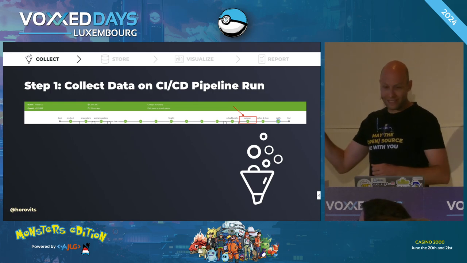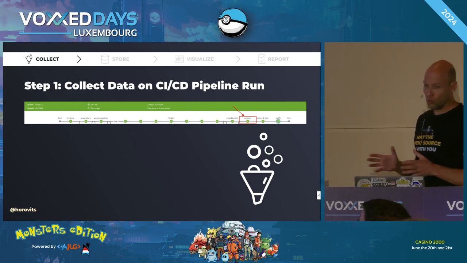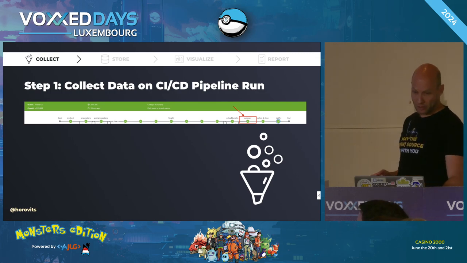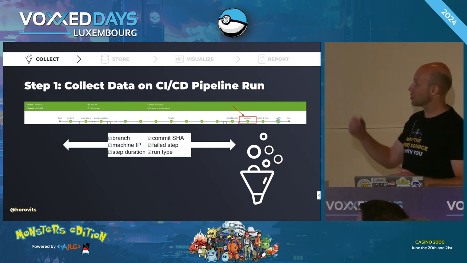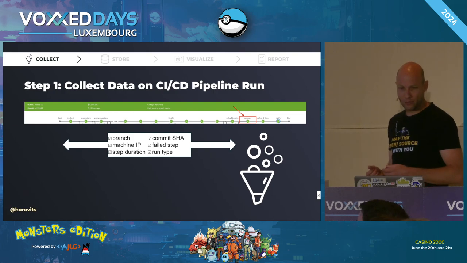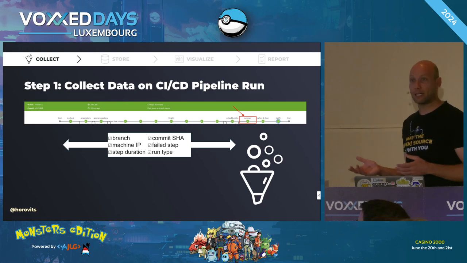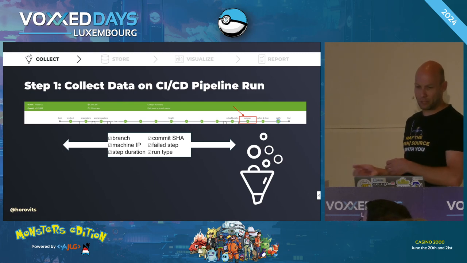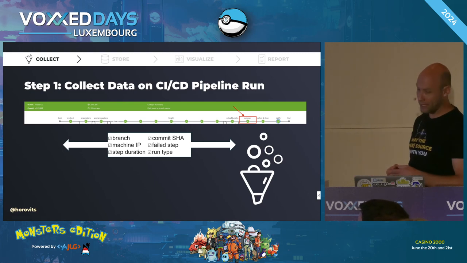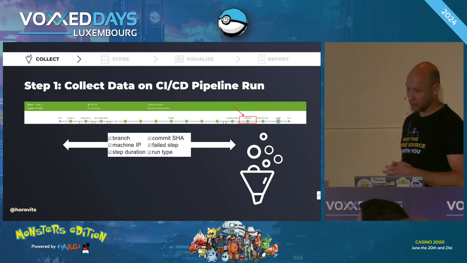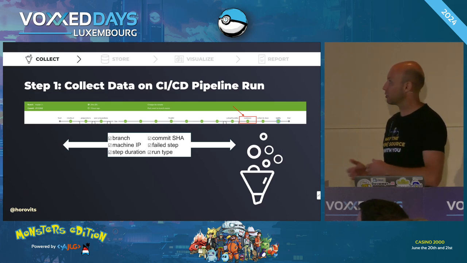So we instrumented the pipeline to collect all the relevant information and put it in environment variables. What kinds of information? I gave a few examples here. You see here the branch, the commit SHA, the machine IP, the run type, namely scheduled, triggered by merge to master, triggered by push to branch, and so on. The failed step, step duration, of course build number, pipeline status, whether it's passed, flaky, or whatnot.